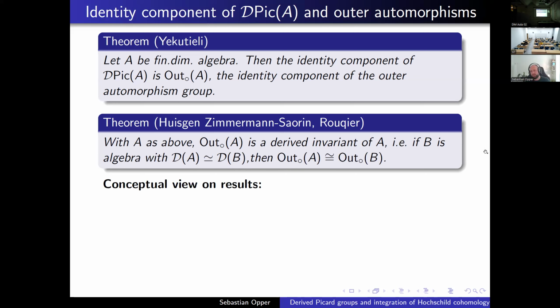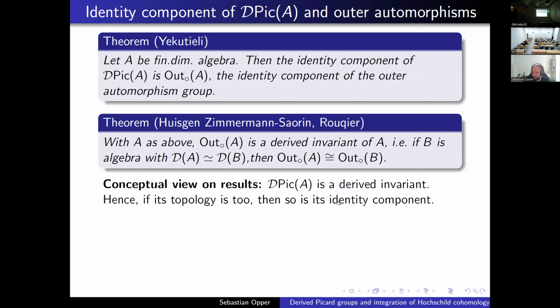And although this is not proved this way, you can view these two results conceptually, in a sort of logical dependency. What I mentioned earlier is that the derived Picard group is a derived invariant. So if you believe that in some sense the topology is too, you wouldn't be too surprised to say, well, then its identity component is too, a derived invariant.